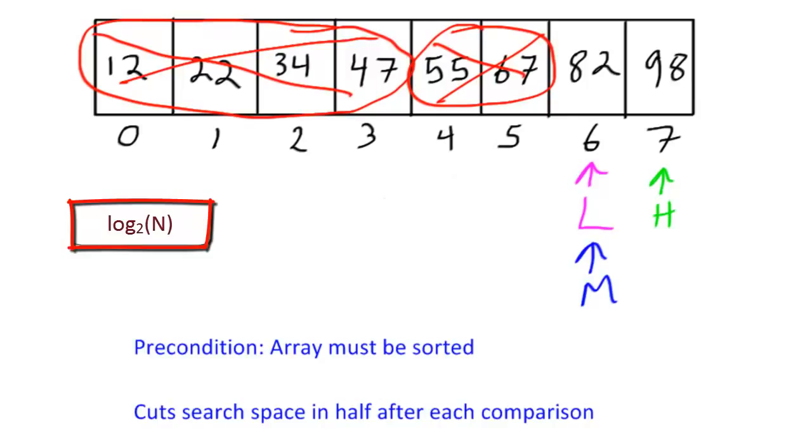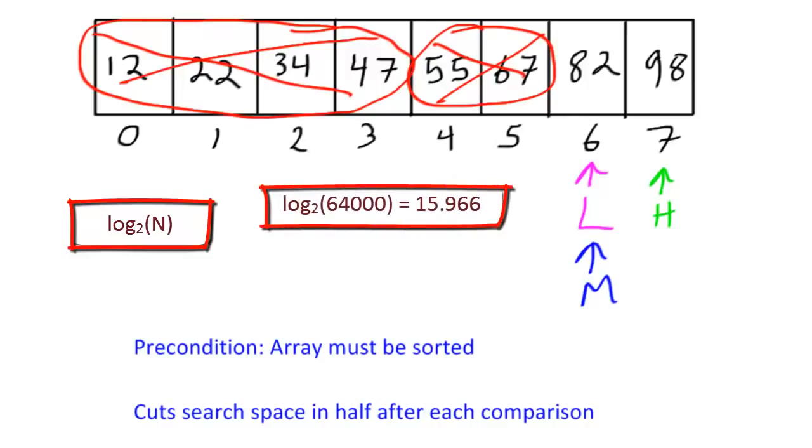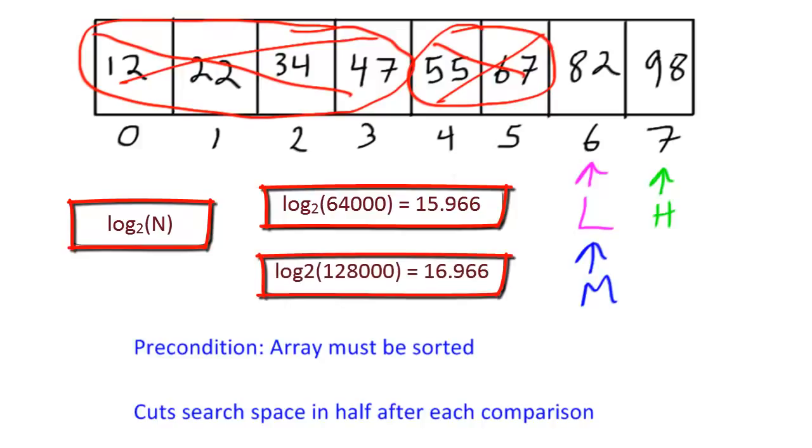With a 64,000 element array, log base 2 of 64,000 would be around 16. And if you were to do log base 2 of double that, say 128,000, that'd only be 17 something. I don't know exactly what it would be, but it's around 17. So you'd only have to do really one more comparison if you doubled the search space. And that's really what's going on with binary search.